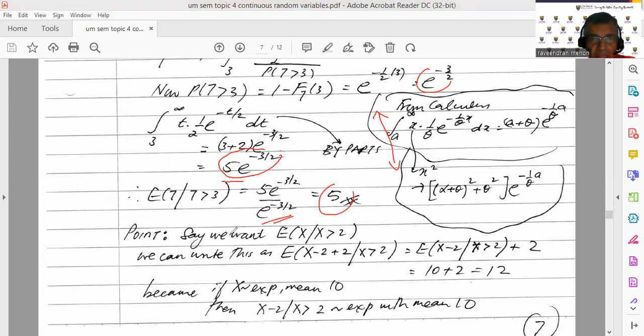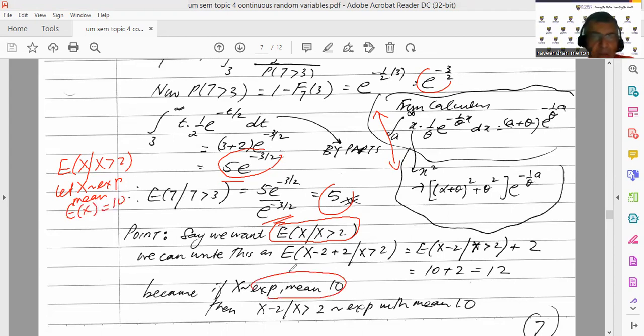A quick point. Say you want to find the expected value of X, given that X is bigger than 2, okay? You want to find the expected value of X, given that X is bigger than 2. One way we can deal with this, right? Let X be exponential with mean, that means let the expected value of X be 10, okay? Let X be exponentially distributed with a mean of 10. So you want to find the expected value of X given that X is bigger than 2.